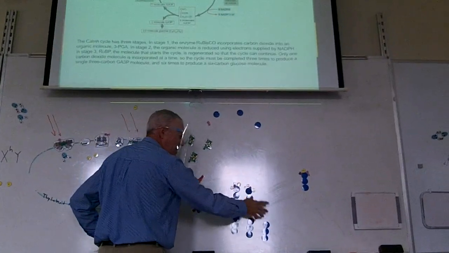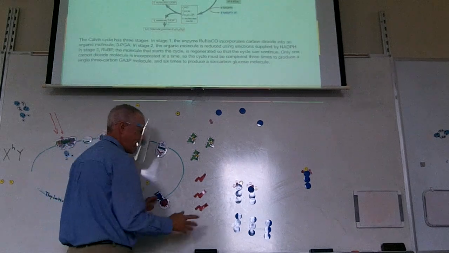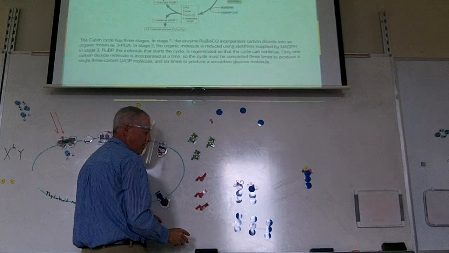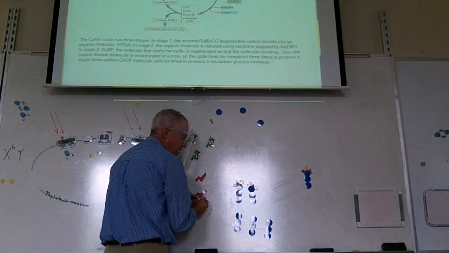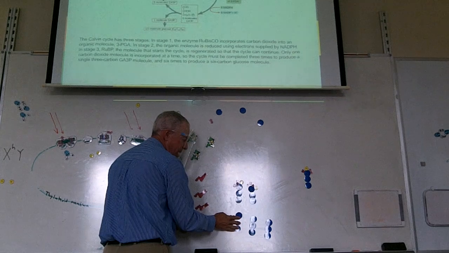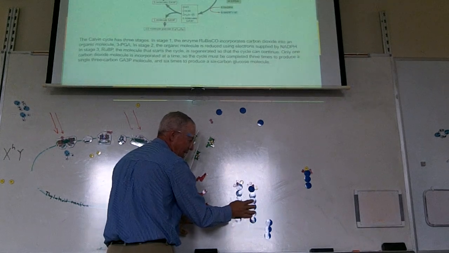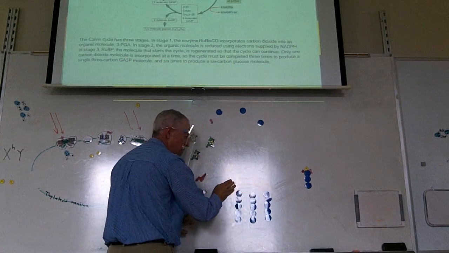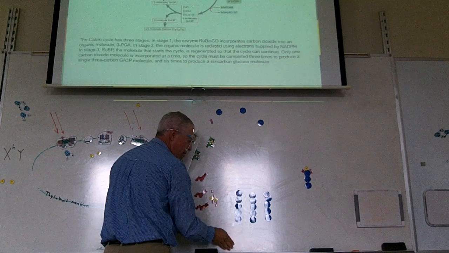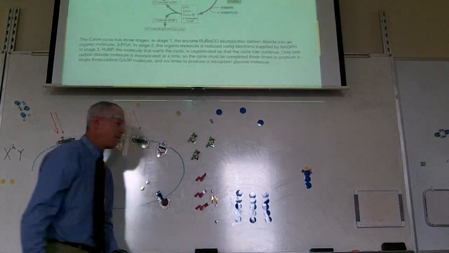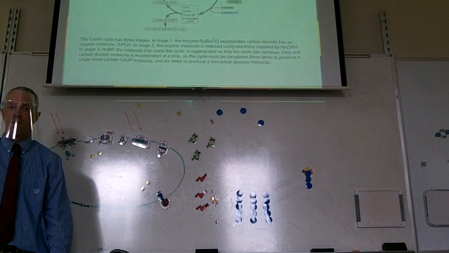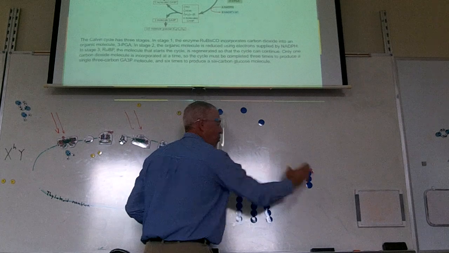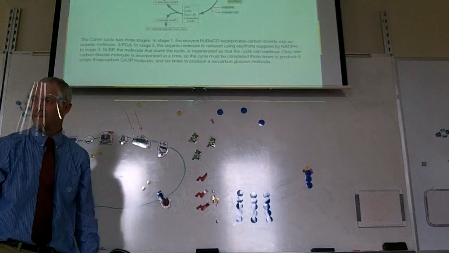What happens to the other 5 molecules of GA3P? These other 5 molecules of GA3P, with the help of ATP, more ATP comes over here and releases energy. But these molecules are going to be converted back into the RUBP we started with. So we made three of them to make one of these. That's easy.